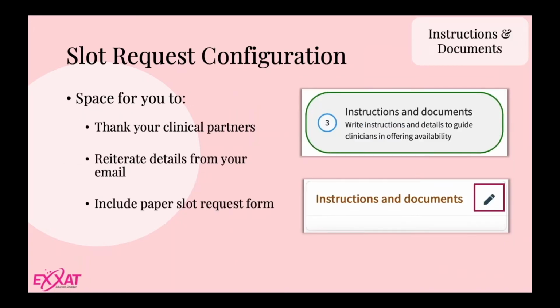There's also the ability on the configuration page to add any sort of instructions or documents. You'll see at the very bottom, it'll say instructions and documents. The pencil is there for you to add any of those or edit any of them if you already have some. And this space is good for thanking clinical partners, reiterating any details that you've mentioned in the email. You could also attach a paper slot request form. And where this shows up for the sites is directly on the very first page when they click on the link in the email. So it's a good place to introduce your sites to what your process is or what you're looking for.